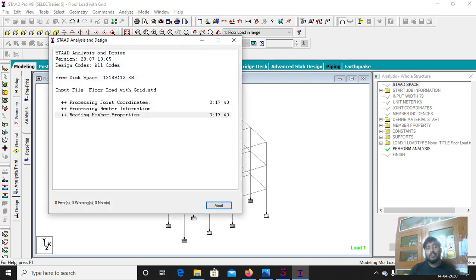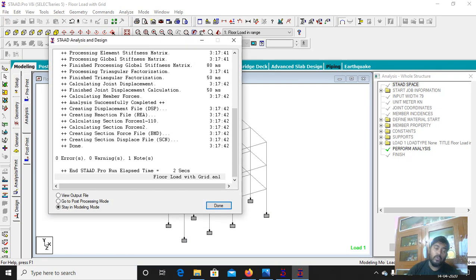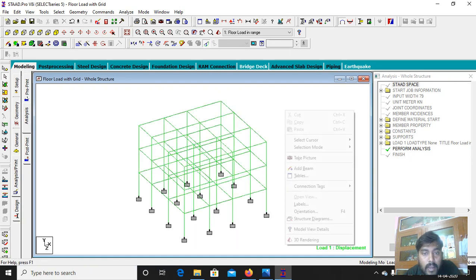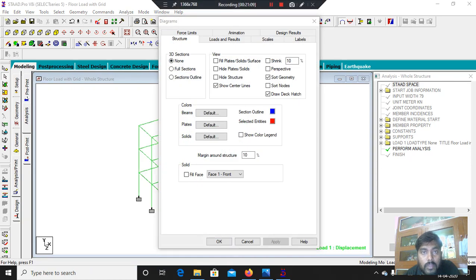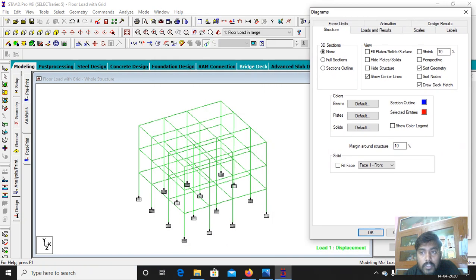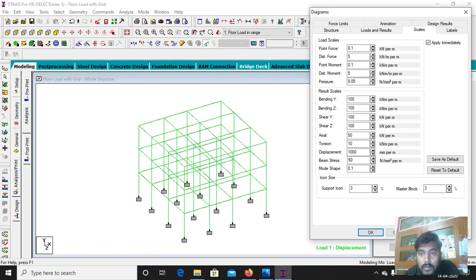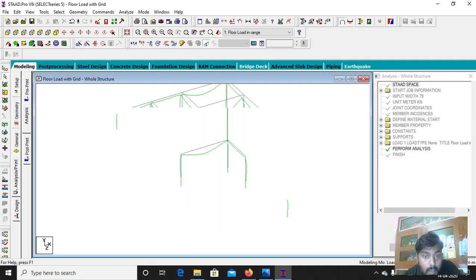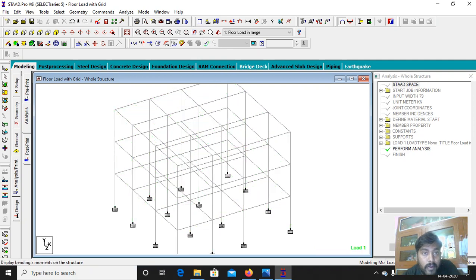The section will be analyzed now, as you know. There are zero errors and zero warnings, and the one note is not necessary. Changing the scale, it will come to that, like the displacement value. This is the floor load acting, that's why the deflection is coming like that. These are the reaction values. This is the bending moment diagram.